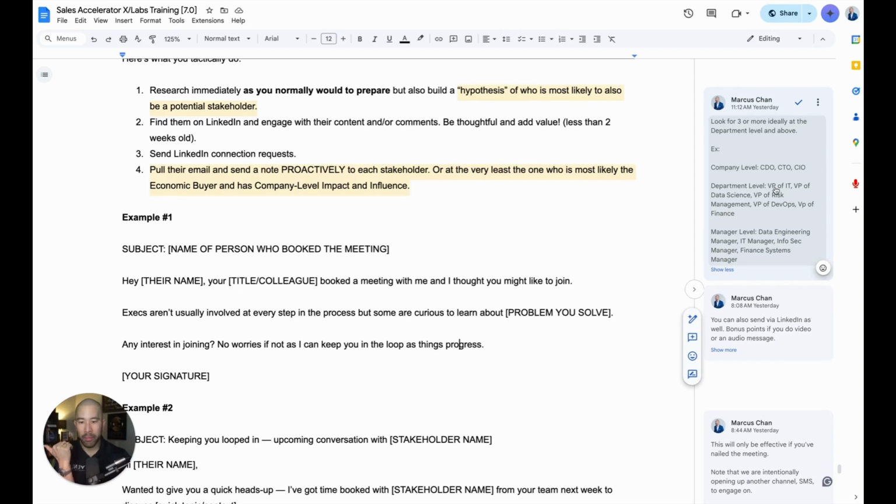Usually VPs in IT aren't involved in every step of the process, but some are curious to learn about X. If you're interested in joining, just let me know. I can send you an invite. No worries if not. I'll keep you in the loop as things progress. Now, I kind of riffed a little bit right there, but you get my point.